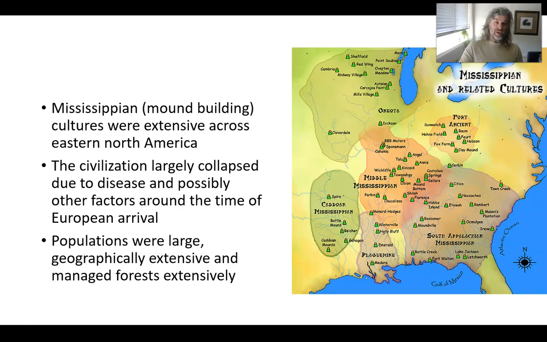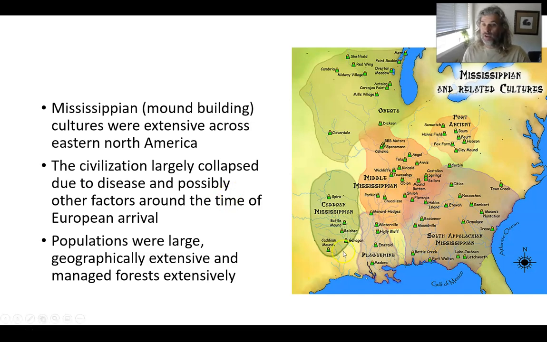Now, I just want to distinguish that at the time Europeans arrived, there were a lot of people in North America, but there was a great event and significant collapse of the population. We don't fully understand why that happened, but it's clear that the populations were large and geographically extensive. That means that they would have been managing forests because it's an essential resource, and that sets the stage for everything that comes after.